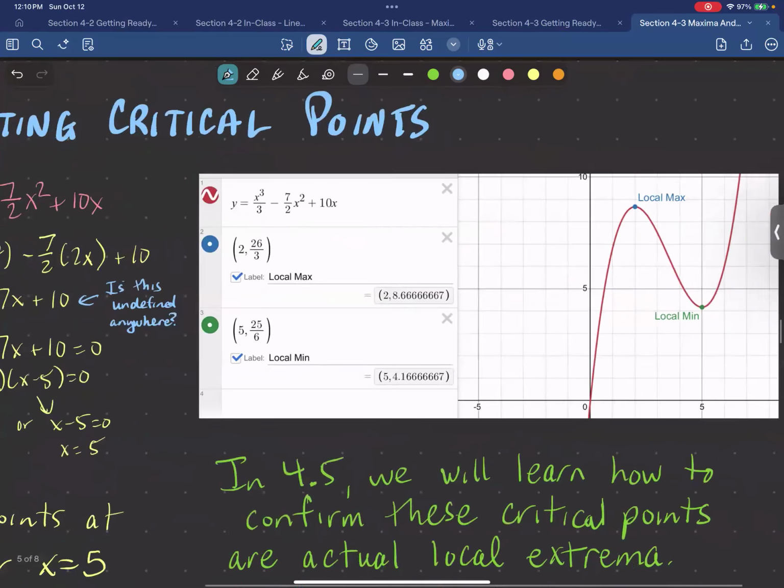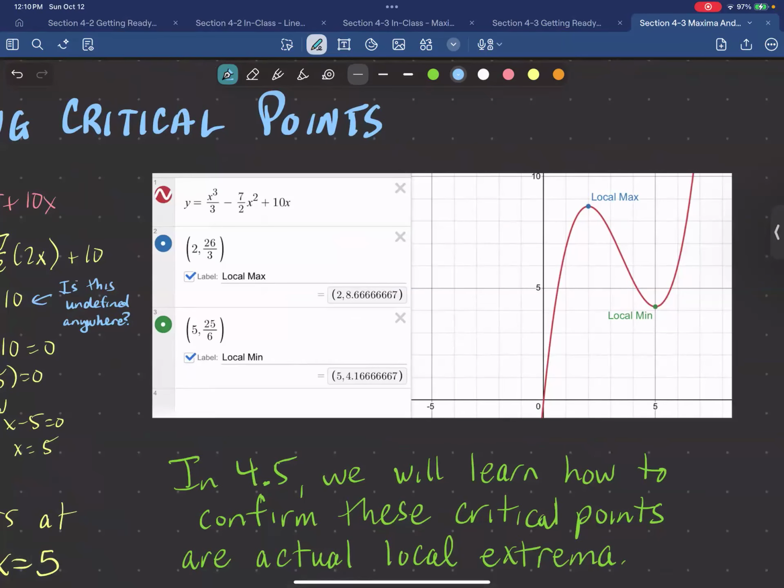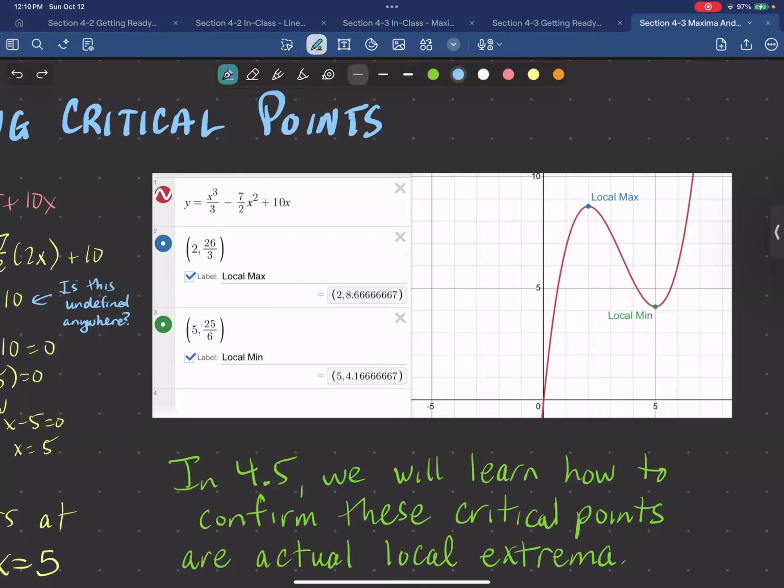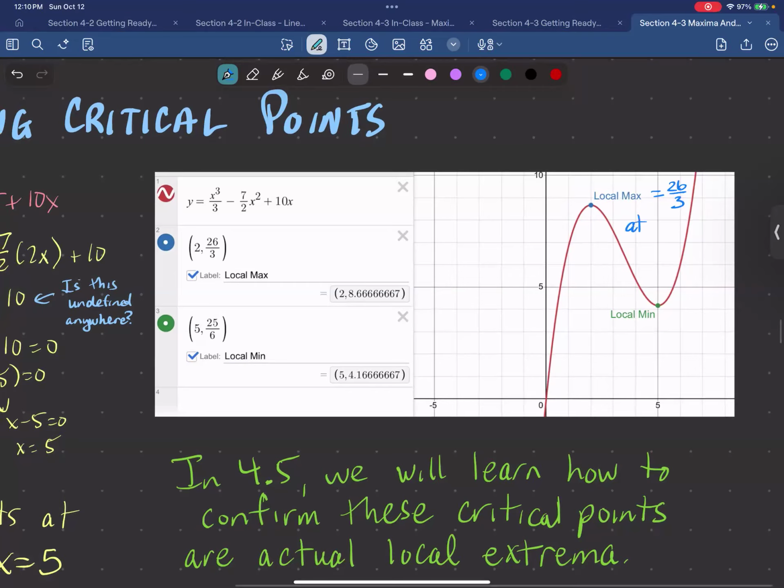And I graphed this in Desmos. This is the graph of that curve, and we can see that we have a local max. Notice that this is at the x equals 2 value, and we have a local min at the x equals 5 value. And notice I have these values there. I gave the coordinates of them. It's worth noting the local max here equals 26 over 3. It's not the 2 part. And the local min equals 25 over 6 at x equals 5.